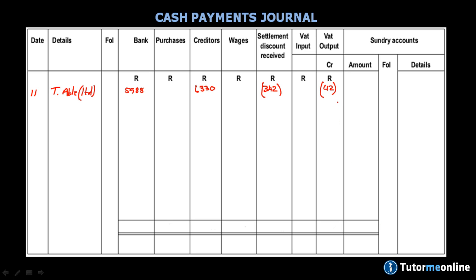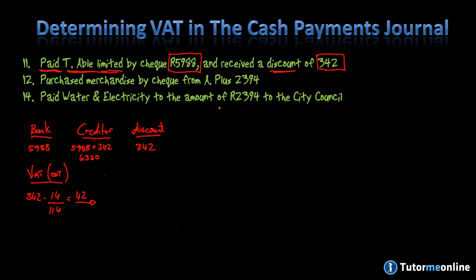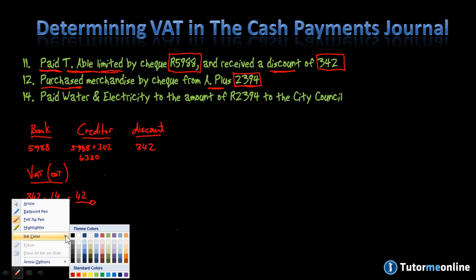So let's have a look at the next transaction. On the 12th of the month, we purchased merchandise by check from A Plus to the value of 2394. So we know that this was purchases, and the purchases were made from A Plus to the value of 2394. Let's change the color so that we don't get confused.